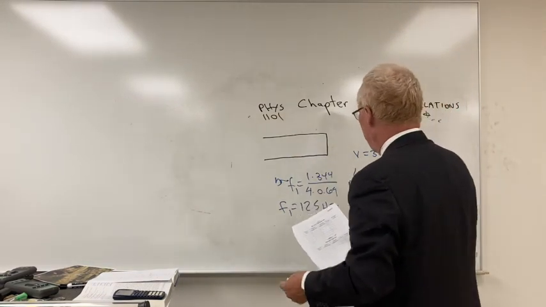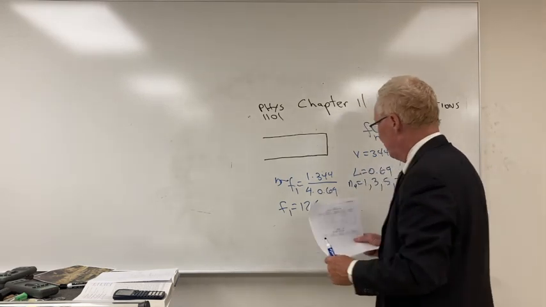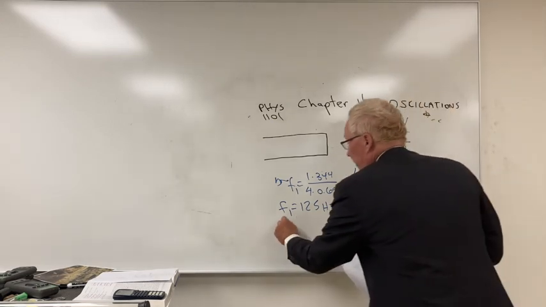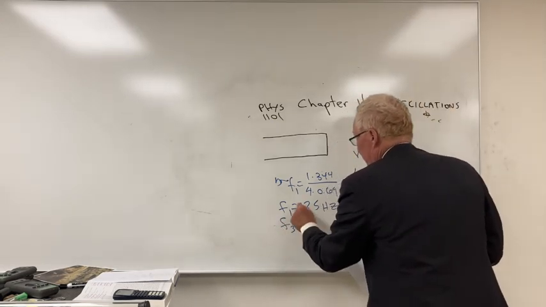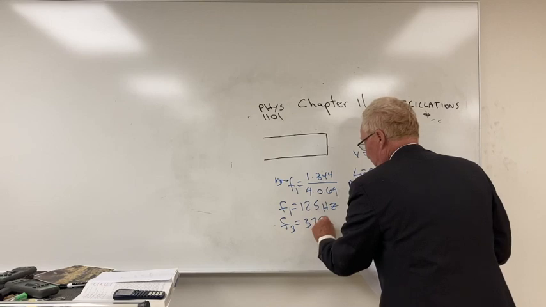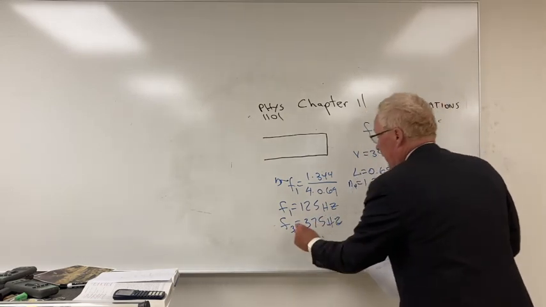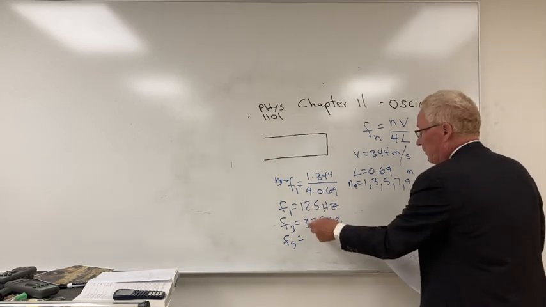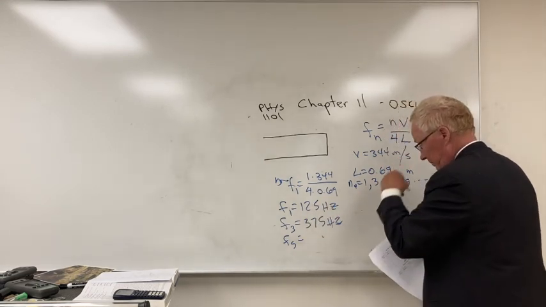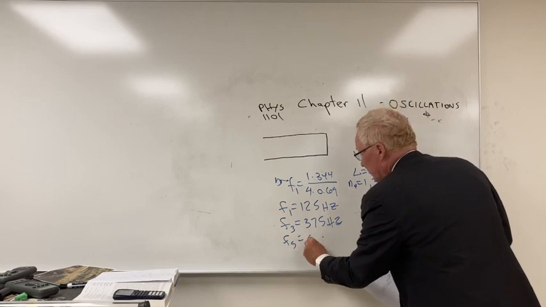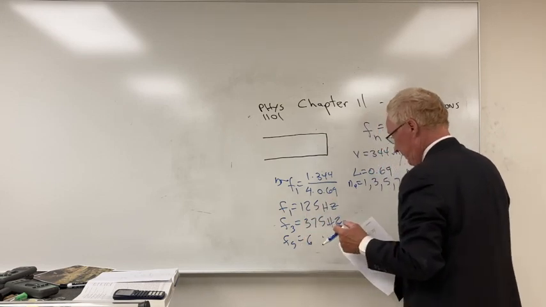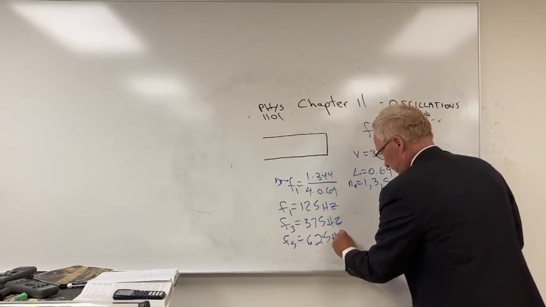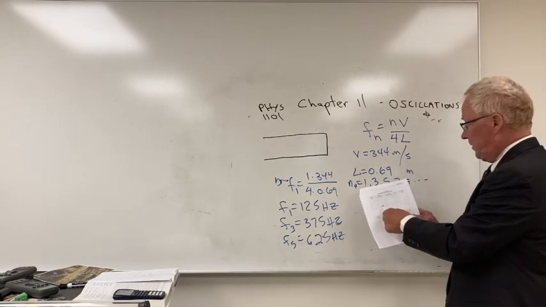This will actually be pretty straightforward since this is 125 and the rest of them are multiples of that. F3, which is the next one, will be 3 times that, or 375. F5 will be 5 times that, so that will be 625 hertz, and so on. So you fill in the table there.